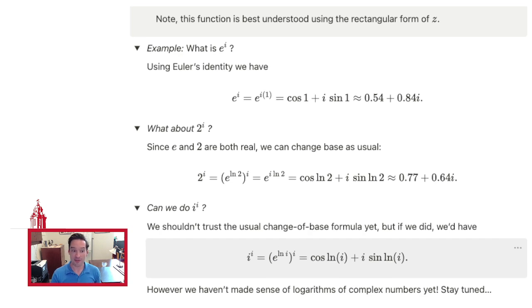We haven't made sense of the logarithms of complex numbers. So that's going to be our next task. How can we understand the mapping properties of the exponential function in such a way that allows us to invert the complex exponential function to discover a complex logarithm? Stay tuned.